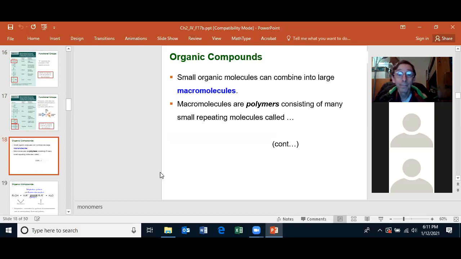All right. So we talked about organic compounds. The small organic molecules can combine into larger organic molecules, and they can combine into the largest, which we call macromolecules. Macromolecules are polymers consisting of many small repeating molecules called monomers. So for the organic compounds, we have macromolecules, which are polymers, and the polymers consist of small repeating molecules called monomers.